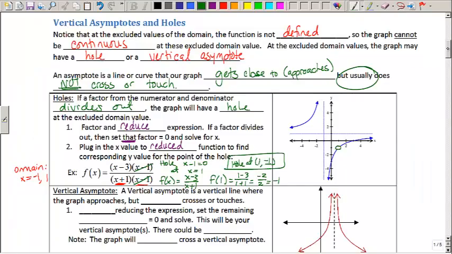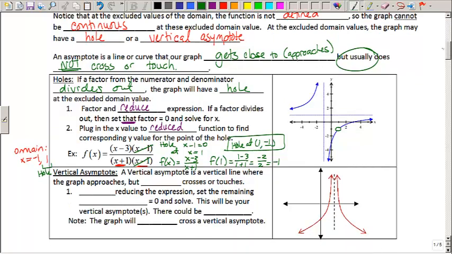Although the other excluded domain value we haven't talked about yet. At x equals 1, we had a hole. So what happens at the other excluded domain value? Well, in that case, we have a vertical asymptote. A vertical asymptote is a vertical line where the graph approaches. This is just an example of a vertical asymptote here. We usually use a dotted line to denote an asymptote, and your lines get really, really close to it, but never cross or touch. A vertical asymptote is a vertical line where the graph approaches, but never crosses or touches.